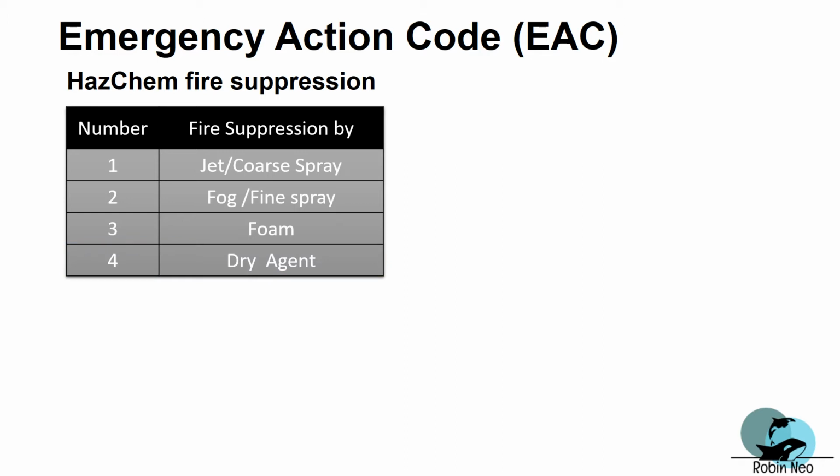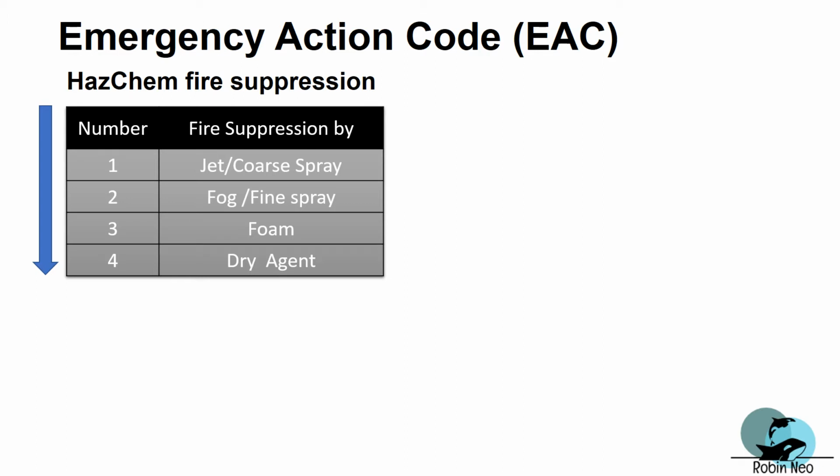The system is designed to rank fire suppression methods in order of usability. For example, a chemical marked with the number 2 or fog can be suppressed with methods 3, foam, or 4, dry agent, but not with 1, that is water jets. The dry agent method must be used for chemicals that have an undesirable reaction with water and must not be allowed to come in contact with water. Therefore 4 is the highest ranking suppression method. Because all the other methods use water, water must not be allowed to come into contact with the substance at risk.